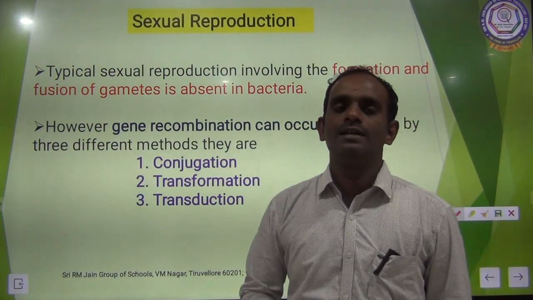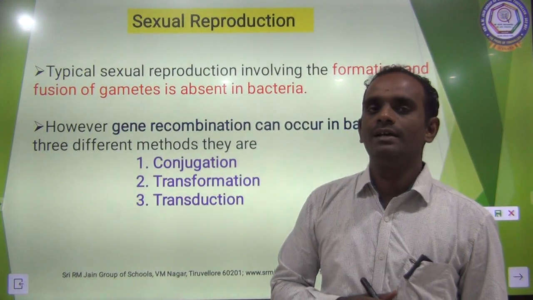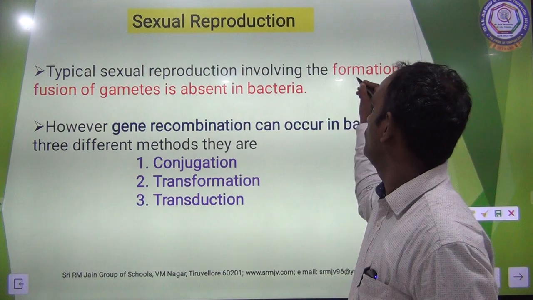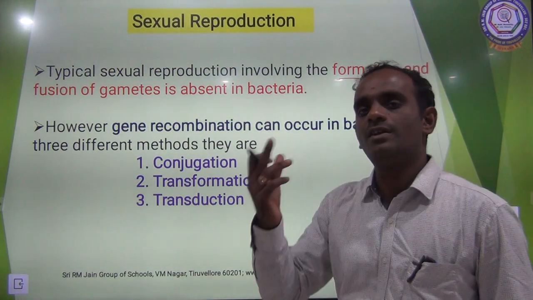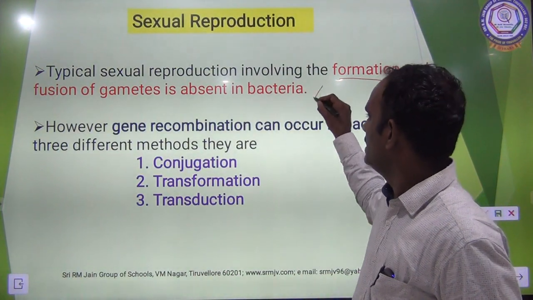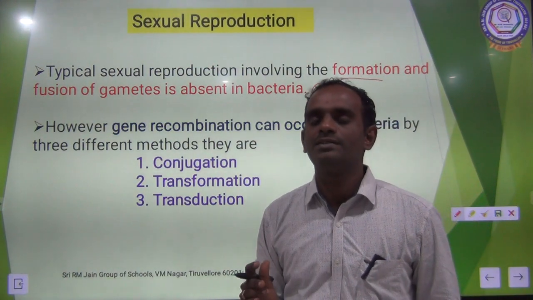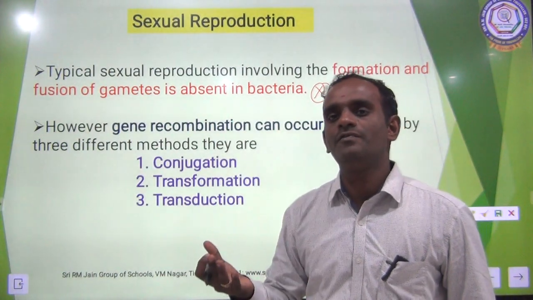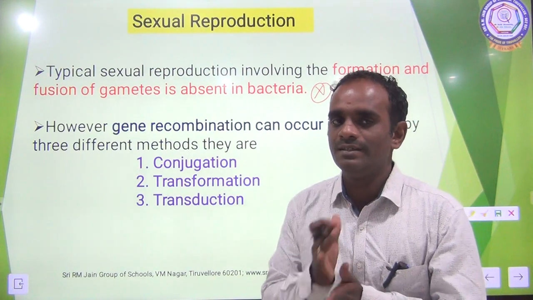The next one is the second mode of reproduction, that is, sexual reproduction in bacteria. Typically, sexual reproduction involves the formation as well as the fusion of gametes. Generally, what is sexual reproduction? Sexual reproduction is nothing but formation of gametes and fusion of gametes. Is it right, children? Yes.